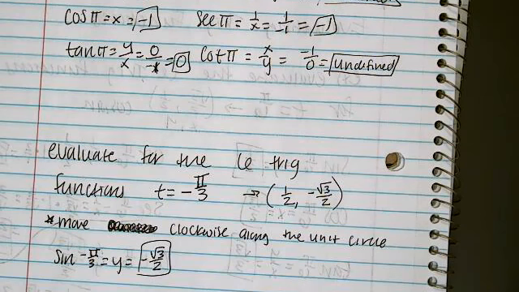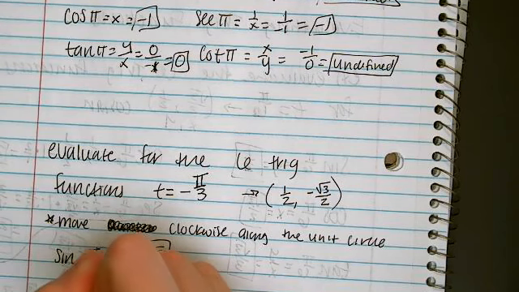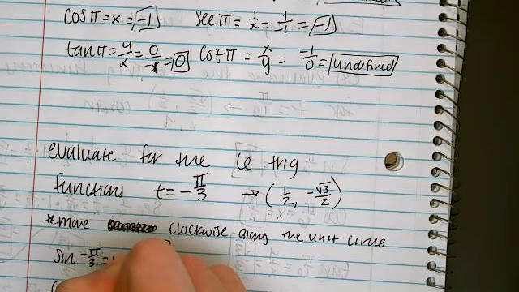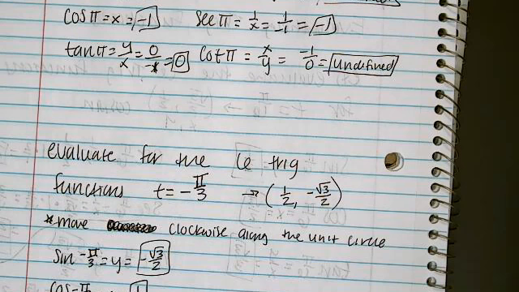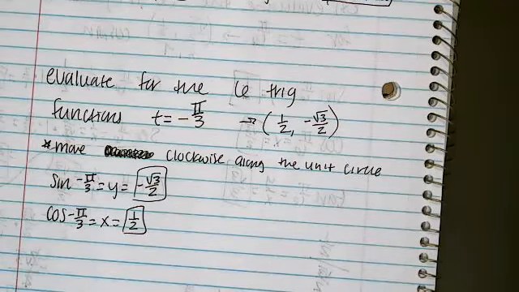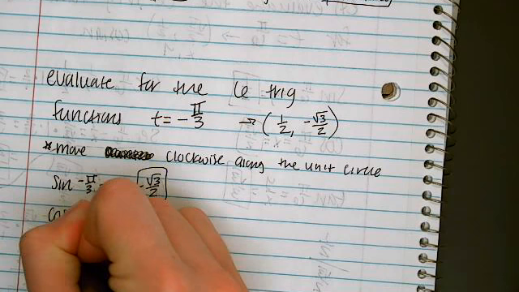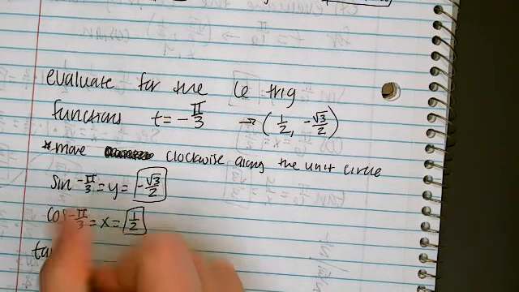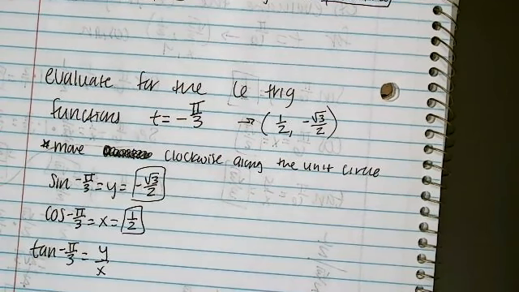So then moving on for cosine, you are pulling cosine of negative pi over 3. It's my x value, so it's just positive 1/2. Positive 1/2. And then for tangent, negative pi over 3, that is y over x.